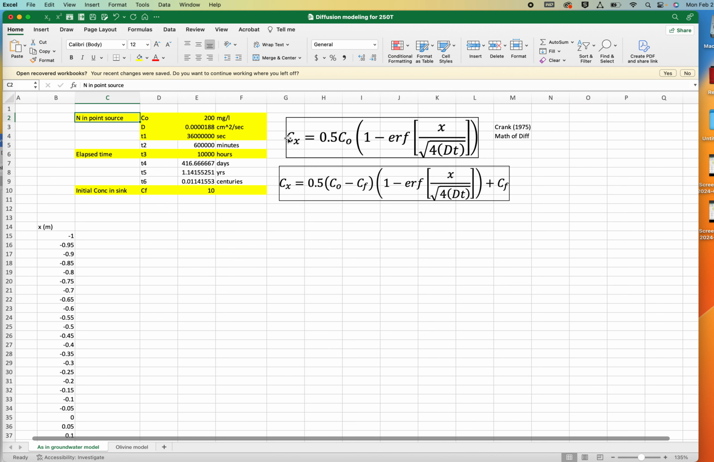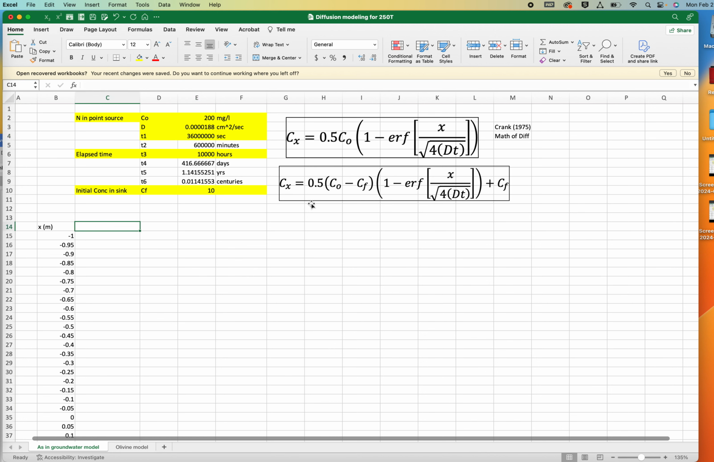So the concentration at any position x here, some distance from C naught, the point source, will depend on how fast the stuff moves, D, and how long it's had a chance to move, which is t. So we're going to use these variables here. Our C naught will be 200 milligrams per liter. This will be our diffusion coefficient, 0.0188 in square centimeters per second. And then elapsed time, I'm going to enter it in hours, but since these units are in seconds, we'll use this value here. And then there's an initial concentration in the sink. We'll get back to that in a moment.